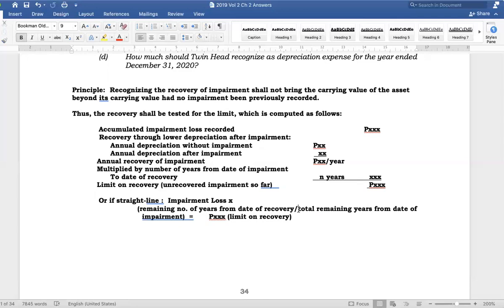Total remaining years for the asset from the date of impairment. Therefore, this amount is the limit on recovery. So, that limit on recovery is also this amount. So, bahala kayo kung anong gusto nyo gamitin. But again, this one is using a straight line. So, mas safe ito.